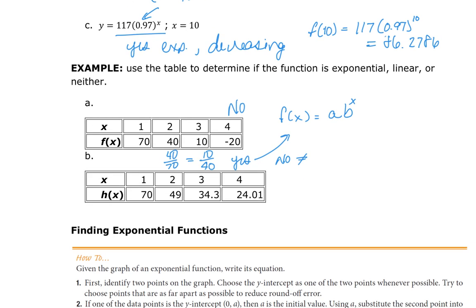Let's take a look at the next one. 49 divided by 70, does that give me the same ratio as 34.3 divided by 49? Well, the answer is yes. It actually is 0.7. So this one is a yes. This one was a no. Because we know that exponential functions have to have the same rate percent increase. So the ratios have to be maintained between terms.